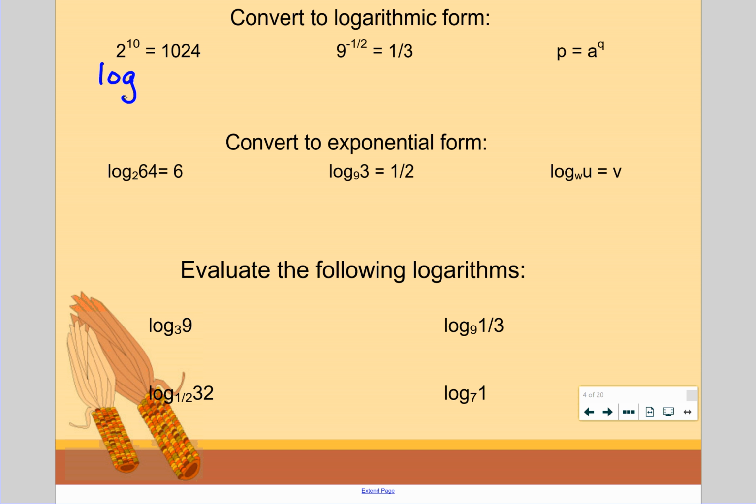What's the base of that exponent? Two. That's the base of the log. When we write a logarithmic statement, what are we trying to get alone? The exponent, 10, is by itself.